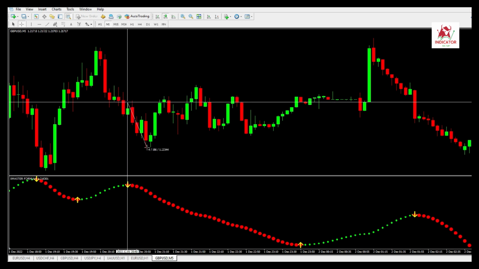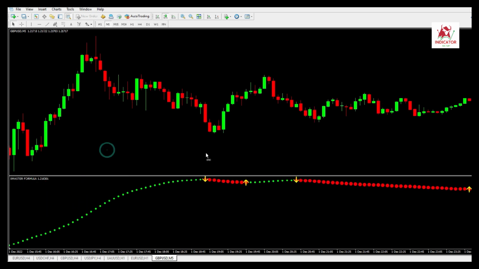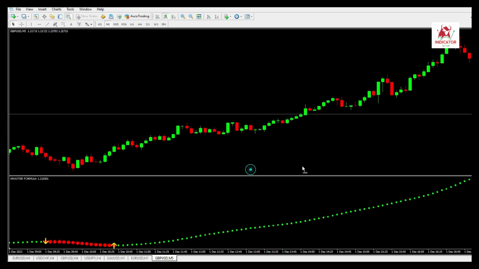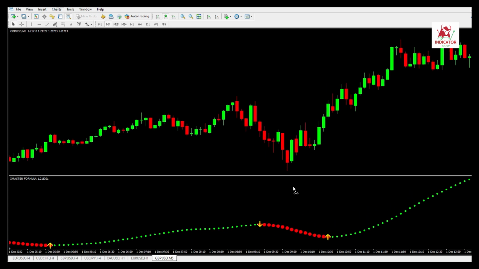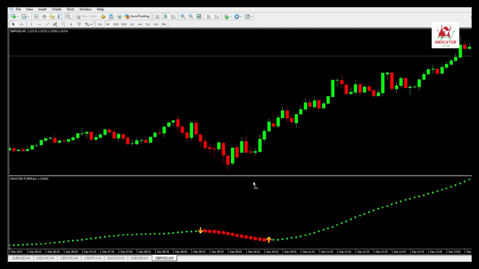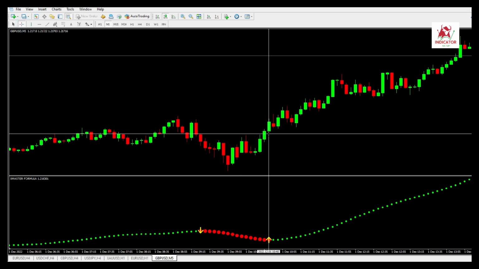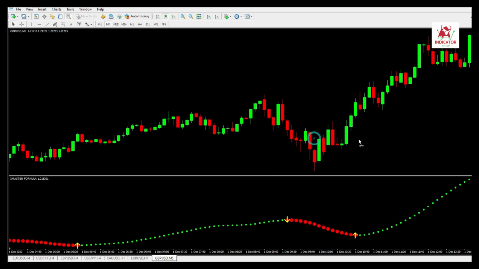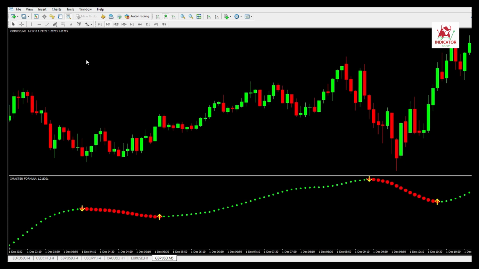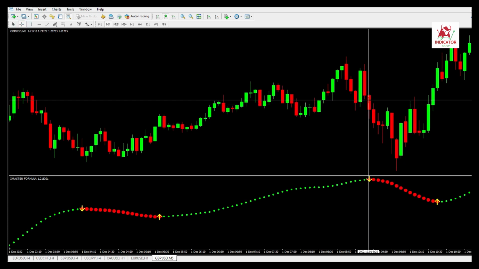The Xmaster formula Forex indicator is a technical analysis tool that is used to predict future price movements of currency pairs. The indicator is based on the Fibonacci sequence, which is a series of numbers that are believed to have predictive powers when it comes to financial markets. The Xmaster formula Forex indicator applies the Fibonacci sequence to past price data in order to identify potential support and resistance levels for future prices. These levels can then be used by traders to place their trades accordingly.